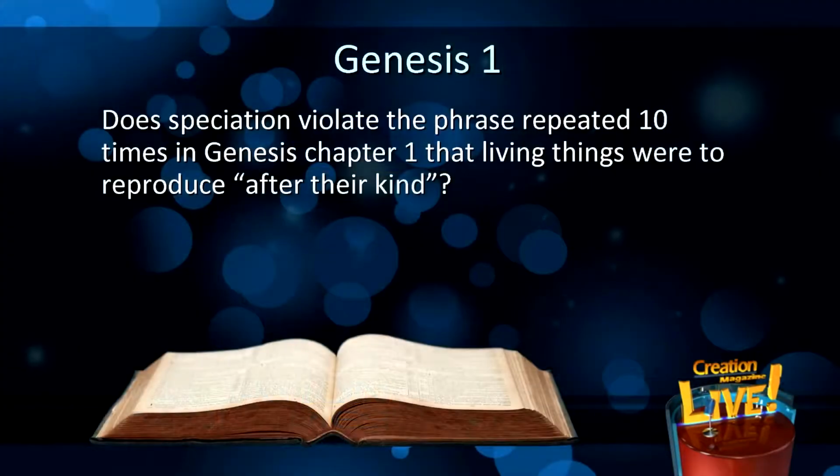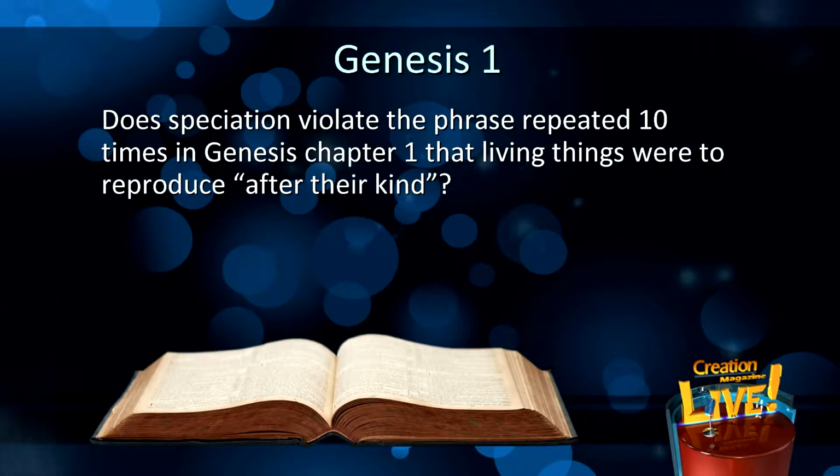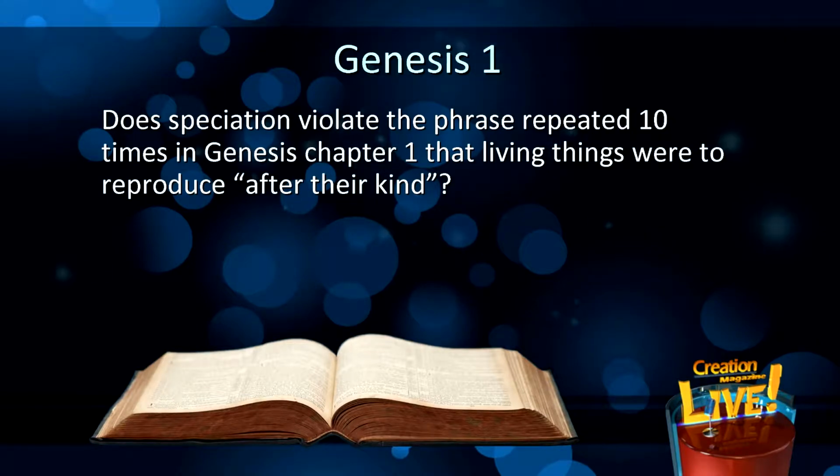Exactly. So the question is, does this process, speciation, violate the phrase repeated 10 times in the book of Genesis that living things were created to reproduce after their kind? Right, and that really depends on how you define created kind. Linnaeus initially thought that the created kinds were equivalent to species, but later came to recognize that the created kinds could include a number of species and even different genera. The original created kinds at the time of creation would have been separate species because they were all reproductively isolated, but not at the time of Linnaeus and certainly not today.